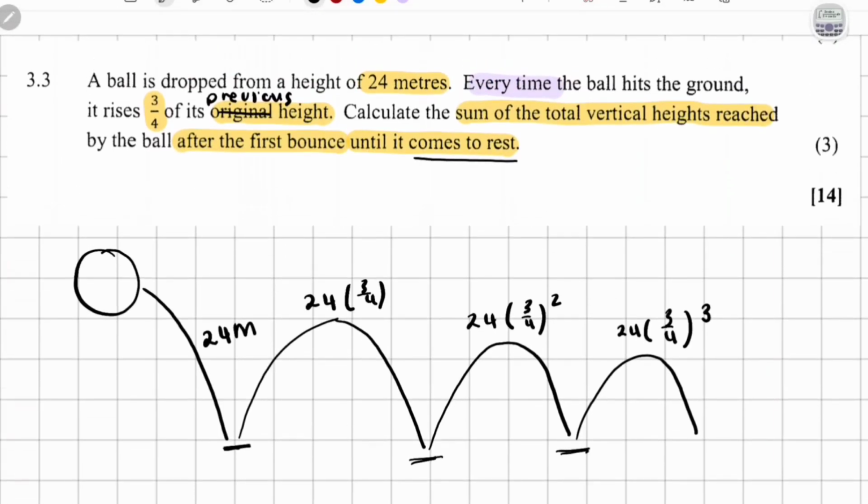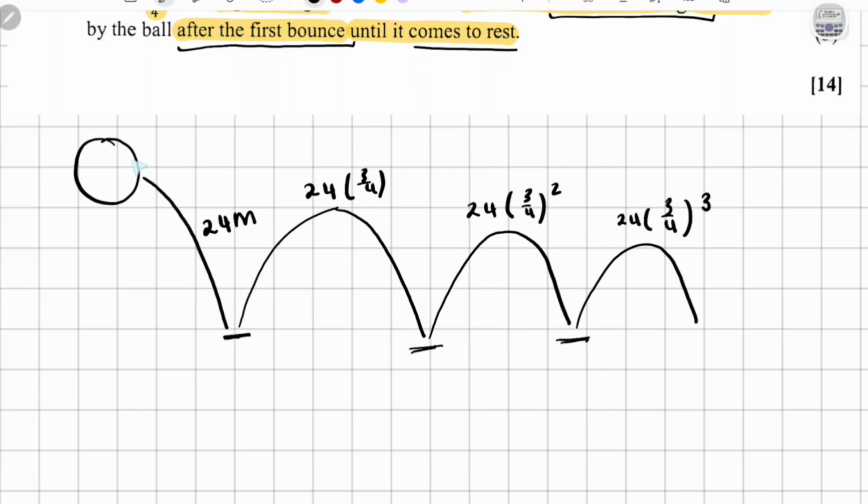Okay, but let's just make sure that we are actually answering the question they're asking for. The question is, calculate the sum of the total vertical heights reached by the ball after the first bounce until it comes to rest. So after the first bounce. So think about it. This is not a bounce. This height of 24, this is just the height that the ball was dropped from. This is the first bounce. So this is where our pattern starts. Our pattern starts at this height, right? That 24 times 3 over 4. That's our first height. Height 1.